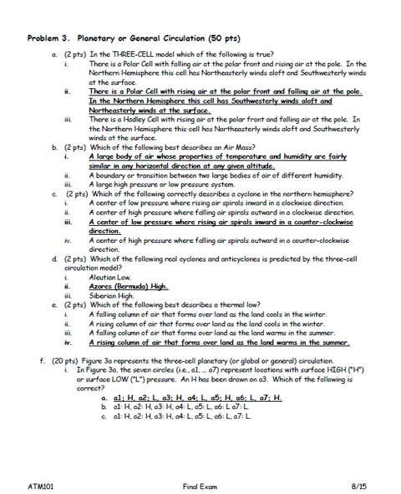Choice 2, a boundary or transition between two large bodies of air of different humidity, is a front typically, and a large high pressure or low pressure system is a weather system. It can be a cyclone or an anticyclone.